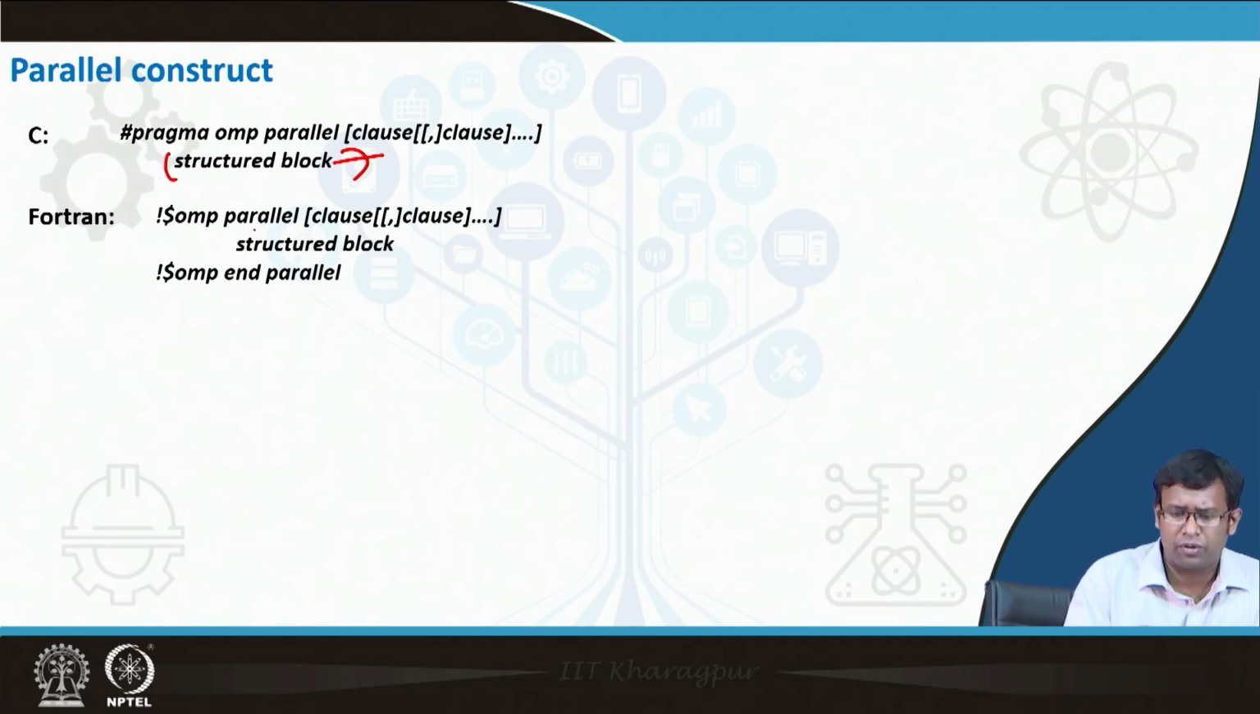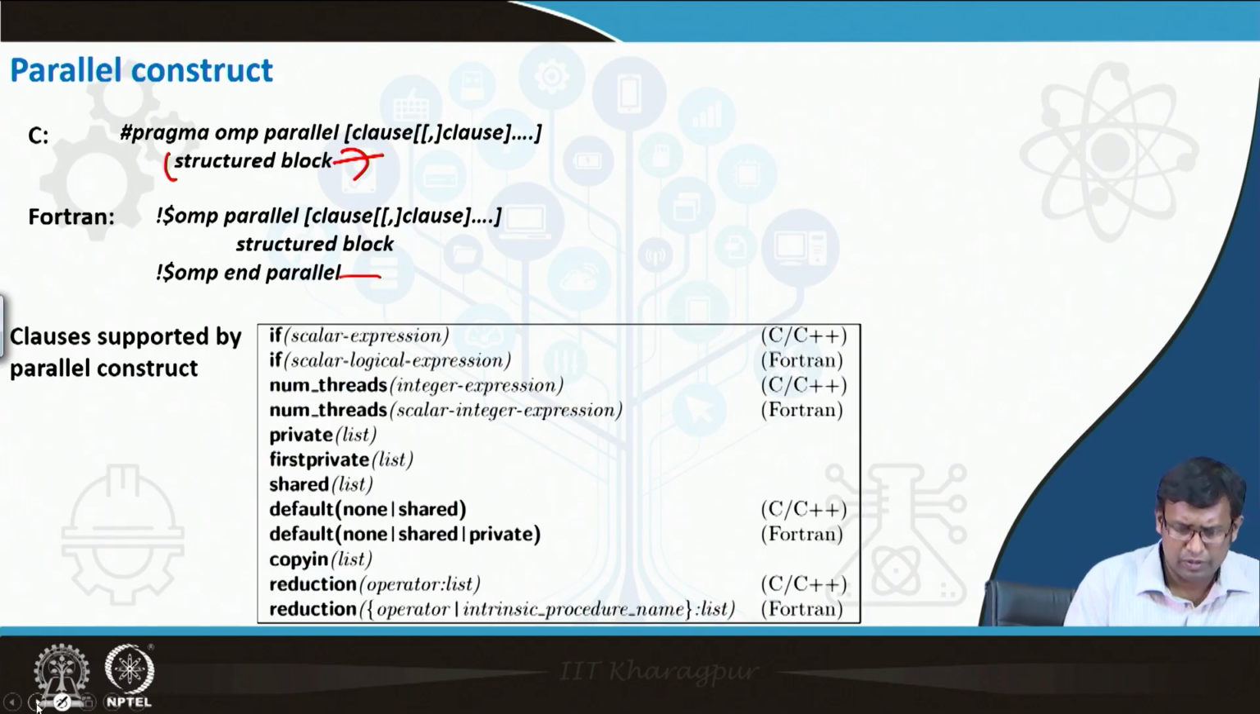And in Fortran it will be !$OMP parallel, then the block, and then we have to end the parallel block. And the clauses can be if, num threads, private, shared, firstprivate. The if is a logical clause. That means if this is true only, then this parallel part will be called. If this is not true, then this parallelization will not be done. Similarly, there are num threads, and private, firstprivate, shared types of variables.